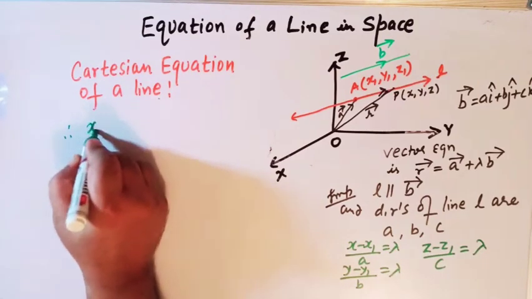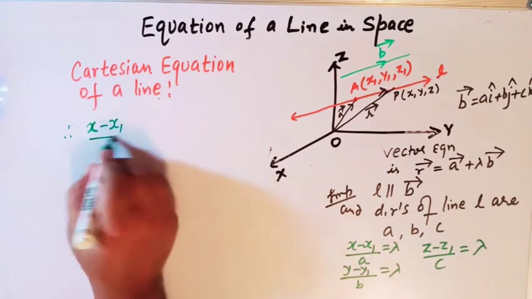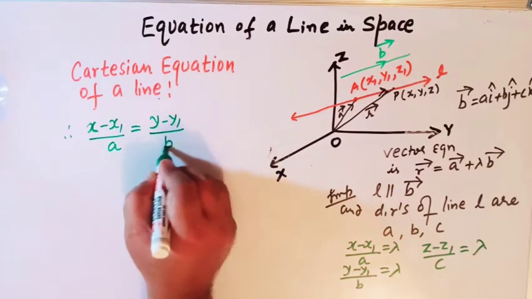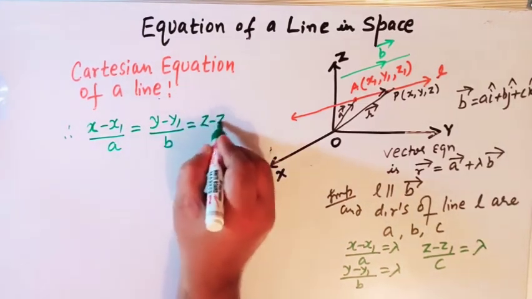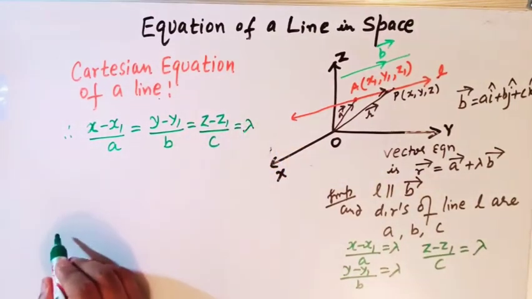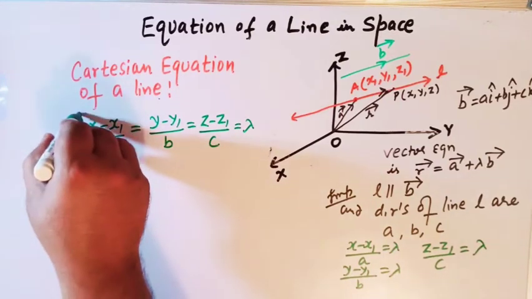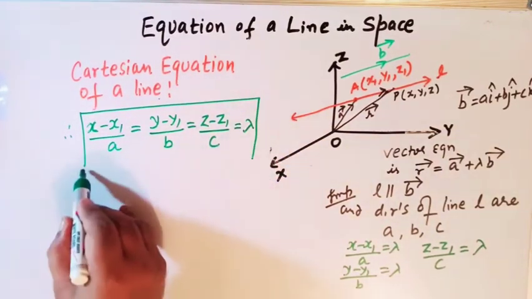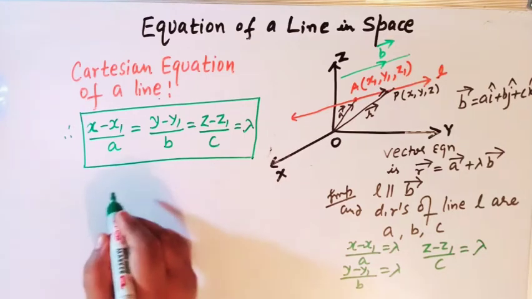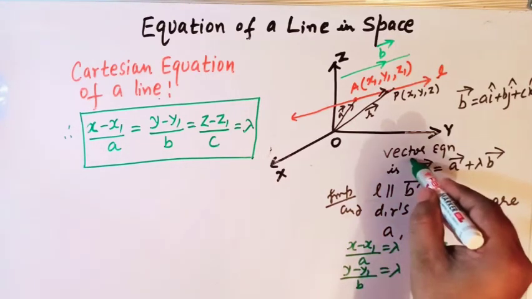So we can write (x minus x1) upon a is equal to (y minus y1) upon b is equal to (z minus z1) upon c, equal to lambda, right? So viewers, this is the Cartesian equation of a line. Clear? And the vector equation is this.